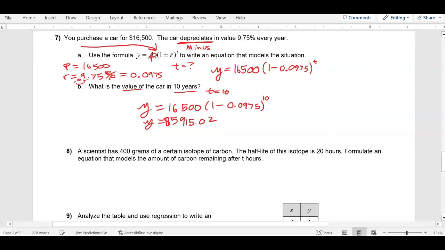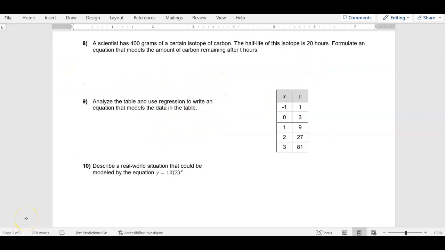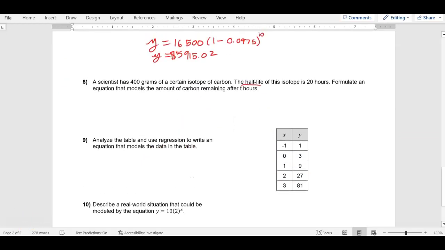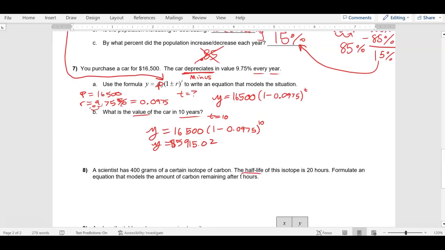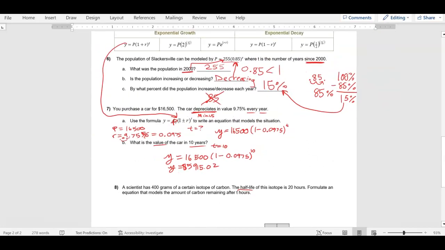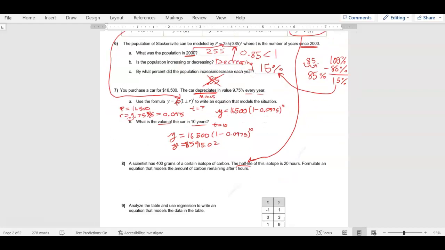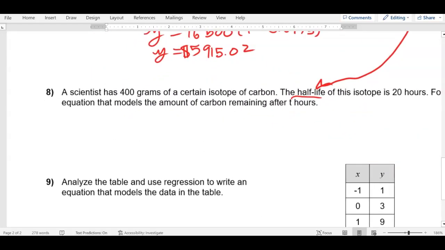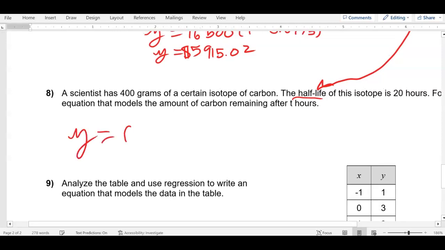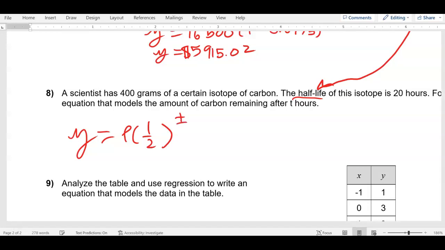All right. It says a scientist has 400 grams of a certain isotope. The half-life of this isotope is 20 hours. Formulate an equation that models the amount of carbon remaining after T hours. So remember, half-life has the half in it. So we're going to use this formula: y equals p parentheses 1/2 to the power of t over k.